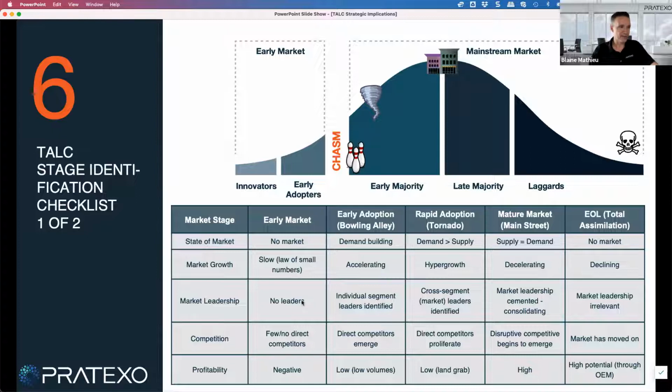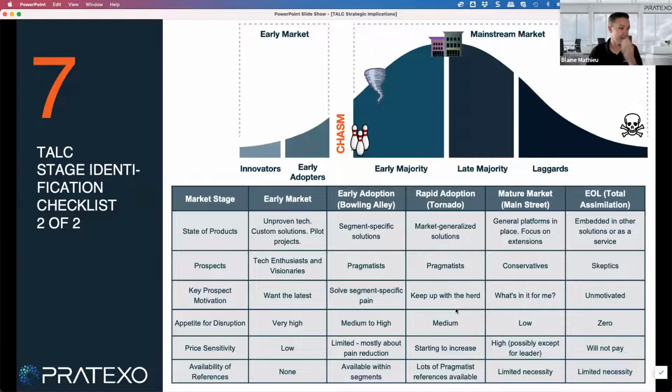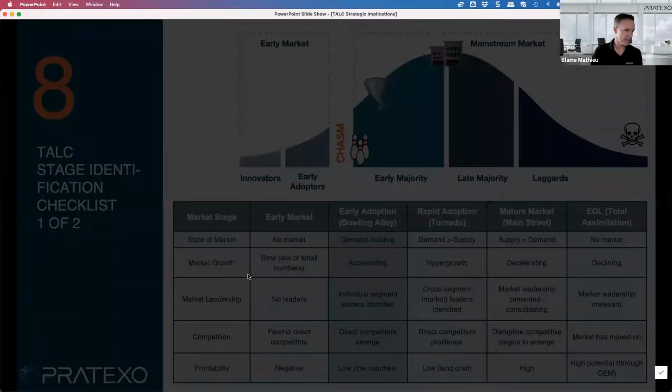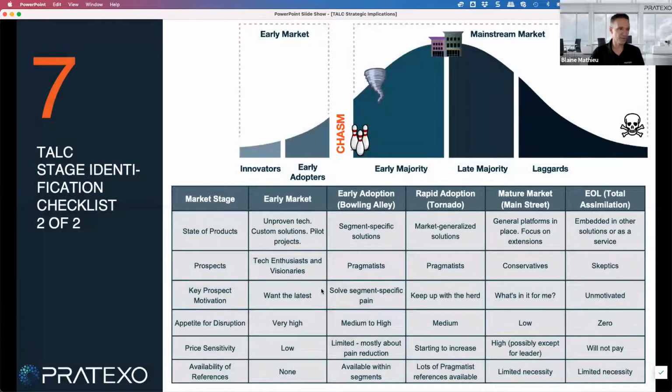Have leaders been identified? None. Yeah, starting to get some segment leaders. Yeah, starting to be some cross-segment leaders. And this table actually continues on the next slide here. What is the state of products? Go back. Who are the prospects? What is the motivation of the prospect? Sorry, let me go back. There we go. What is the motivation of the prospect?